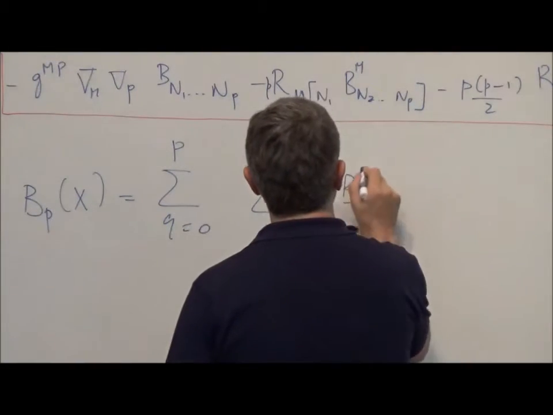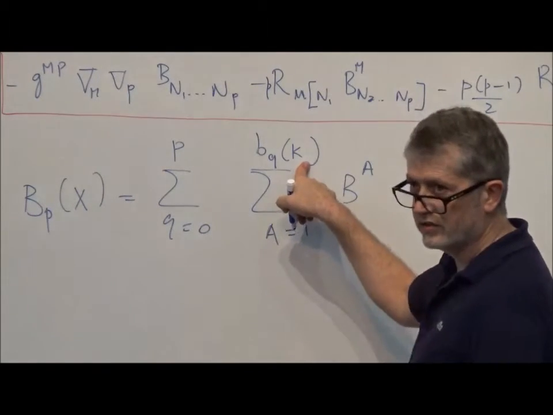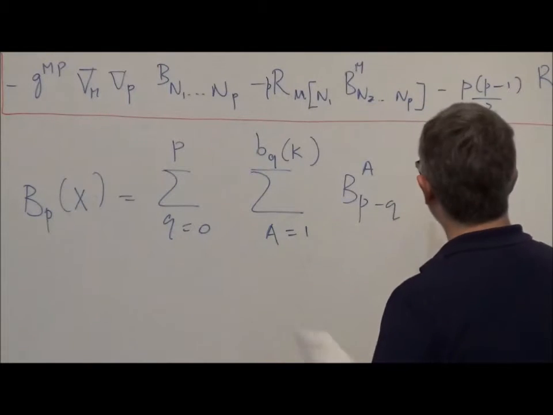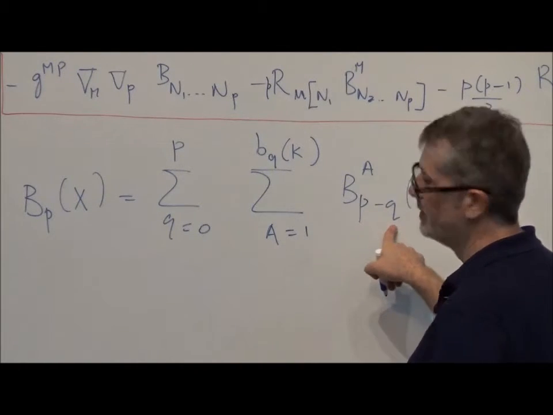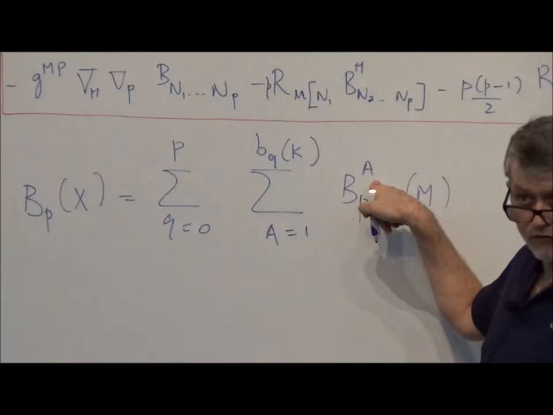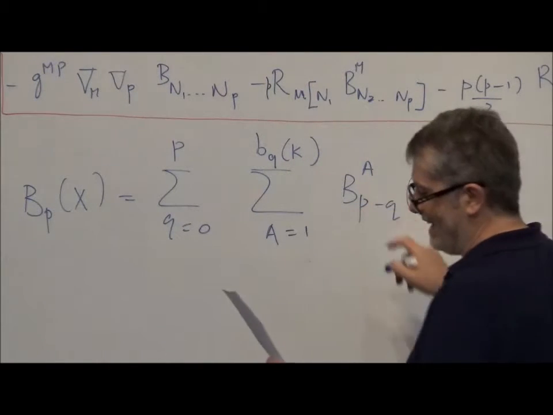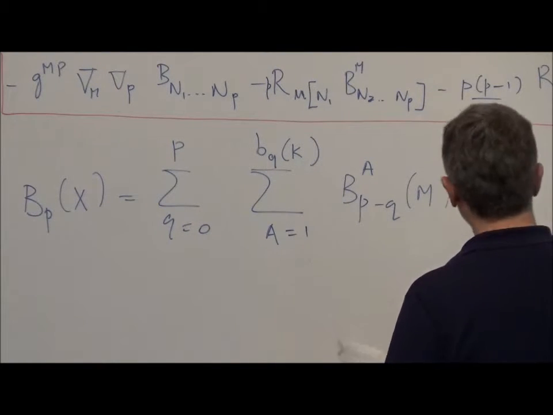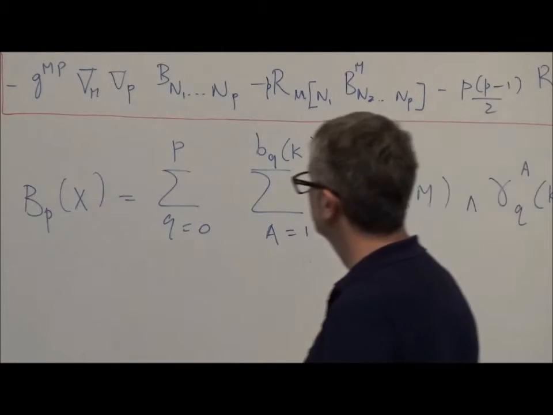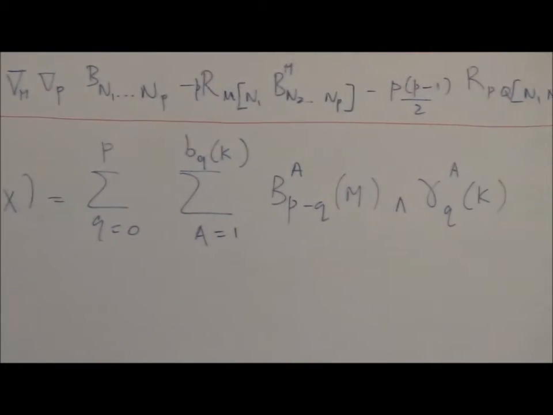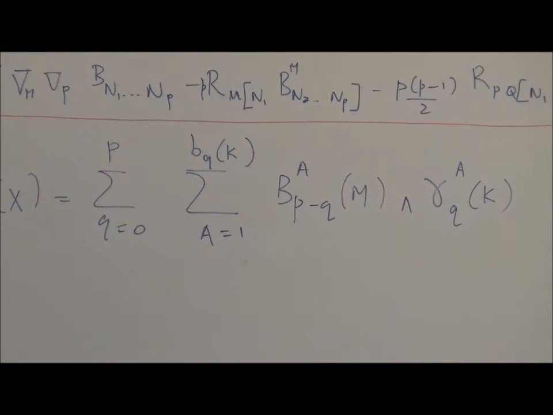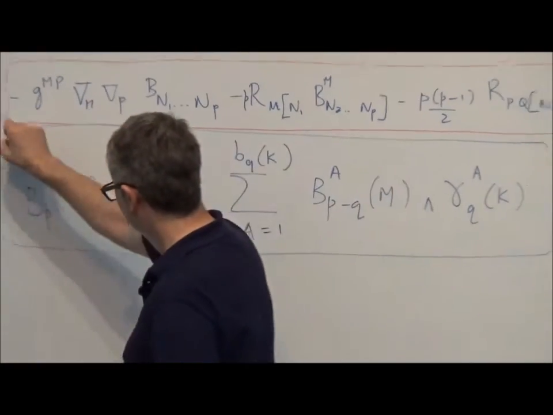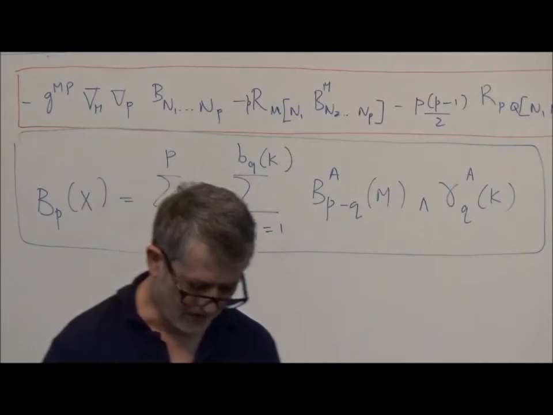We have a field which has got an index which is related to the internal index. It is a P minus Q form on M. This tells me that it's a P minus Q form on it. This tells me how many of them I have. And then I just wedge that against this wonderful basis element, A, Q. And these are the harmonic forms of the little one. Now, that's it. You should be loving this. If you believe this, of course.